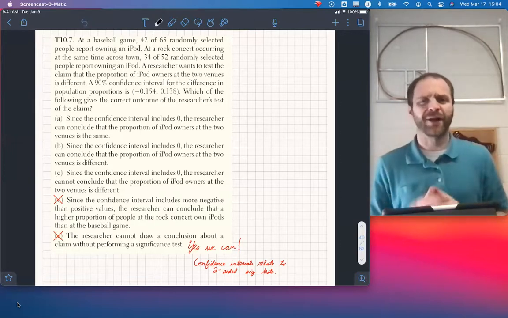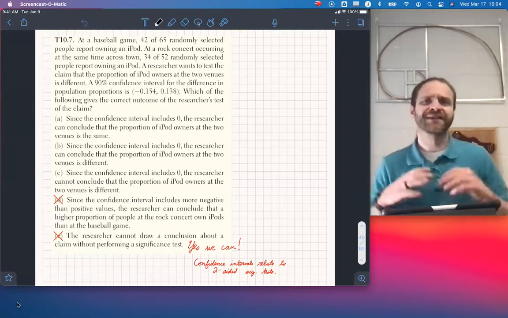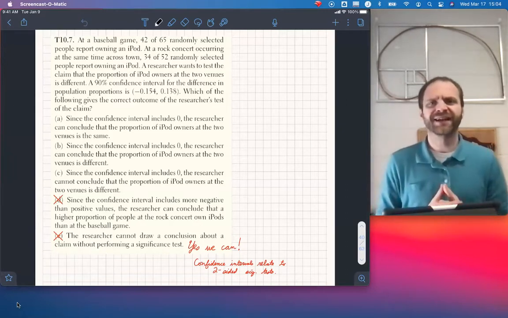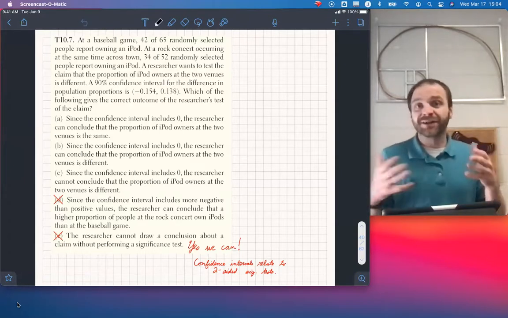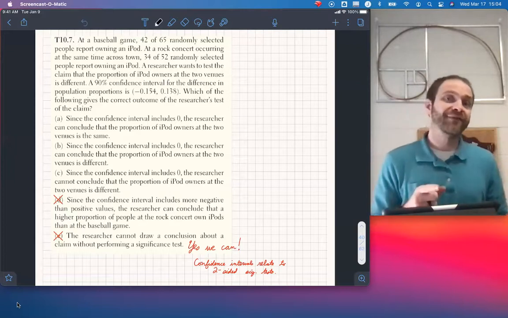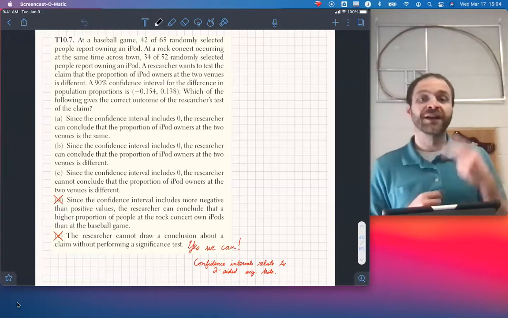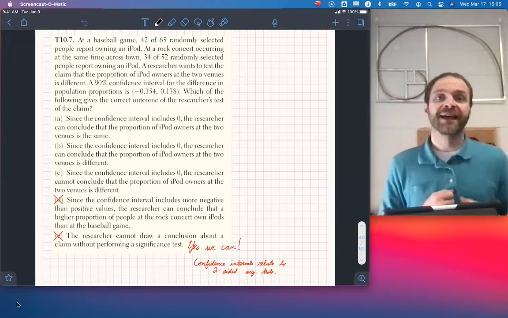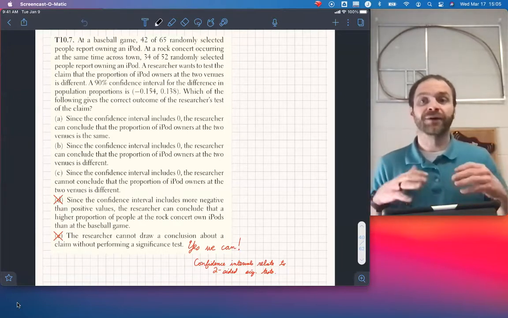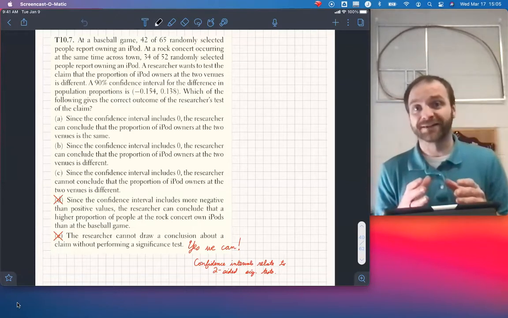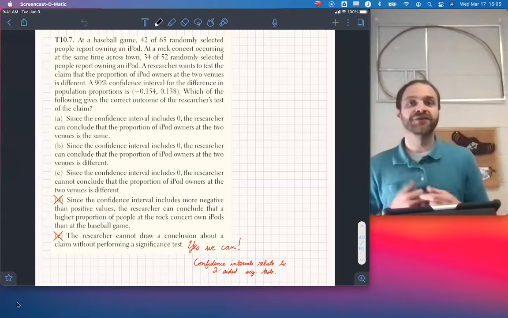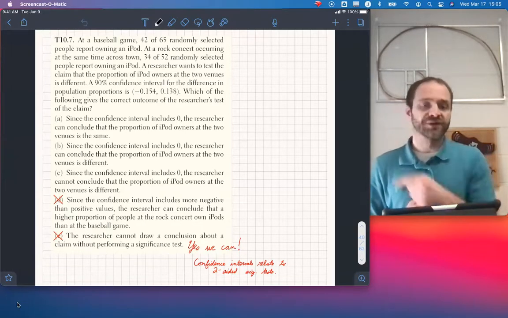And E says, hey, wait a minute, the researcher cannot draw conclusions because he's doing a confidence interval. He's not doing a significance test. You have to do a significance test. And you might go, well, that makes sense because of testing a claim. But realize you can, because a confidence interval has a relationship with a two-sided significance test. And in the prompt itself, it says the researcher wants to test the claim that the proportion of iPod owners, blah, blah, blah, is different. So is different means two-sided significance test. So I can cross out D, which means A, B, and C are my options.